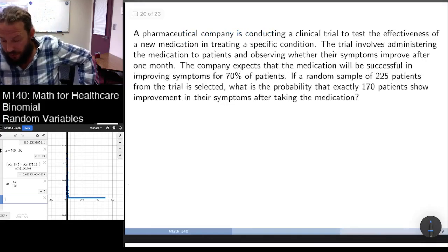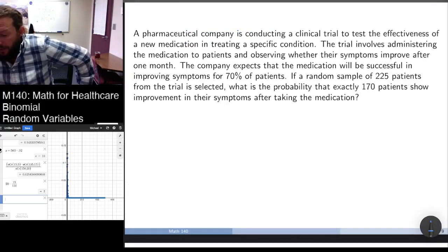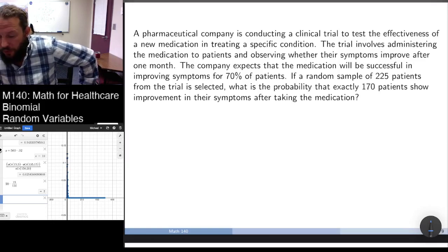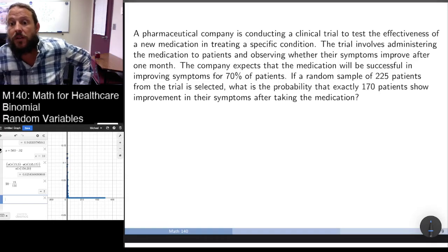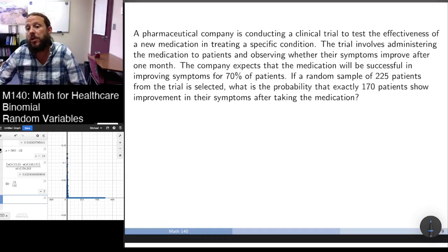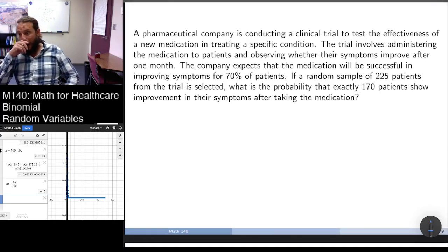Now suppose we have a pharmaceutical company that's conducting a clinical trial to test the effectiveness of a new medication in treating a specific condition. The trial involves administering medication to patients and observing whether their symptoms improve after 1 month. The company expects that the medication will be successful in improving symptoms for 70% of patients. If a random sample of 225 patients from this trial is selected, what is the probability that exactly 170 patients show improvements in their symptoms after taking this medication?